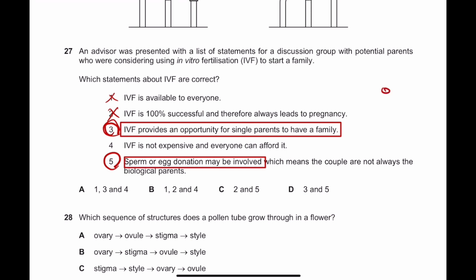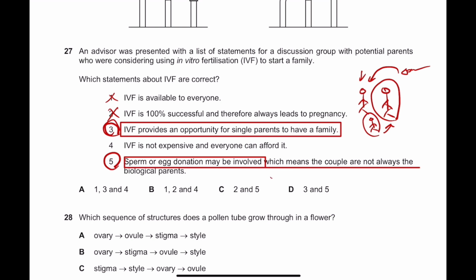So if there's a guy who unfortunately cannot make sperms and has a partner, and if they want babies, then the female, his partner, can get the sperm donation. Okay, so they can successfully get a baby, but this baby's father may not be him. Biological father is, of course, the donor of the sperm. So the couple are not always the biological parents. This is absolutely true. So number 5 is true.